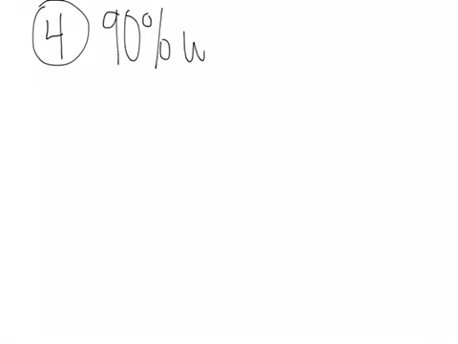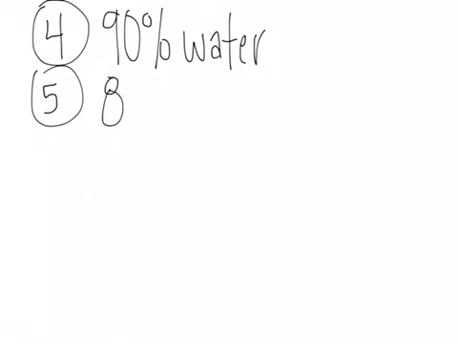Question 4 asks what percent of plasma is water. Remember, it is mostly water, so it's going to be 90% water. The rest is gases, nutrients, things like that, but it is mostly water. Question 5, blood accounts for approximately 8% of your body weight.